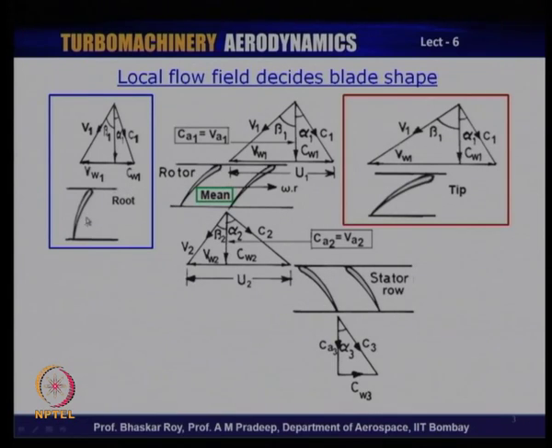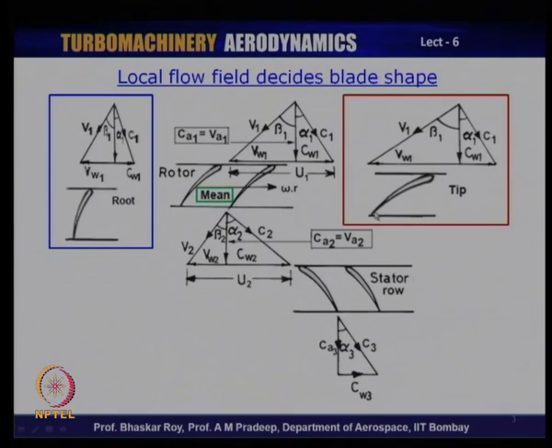So, the root section has to be at a different angle, and the mean section would have to be at a different angle in consonance with the flow angle with which they are coming in, that is the relative flow angle with which they are coming in.